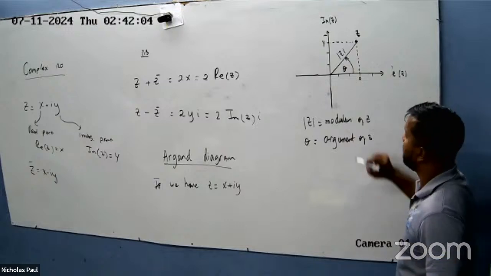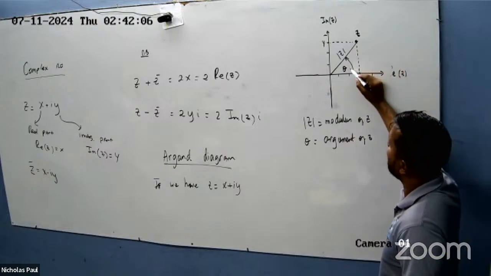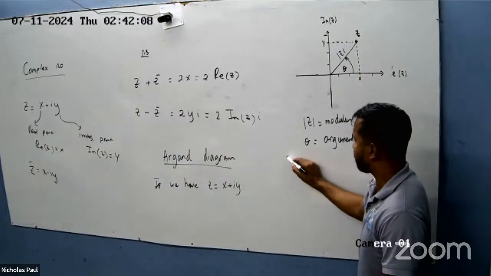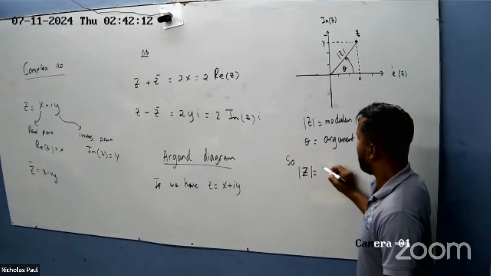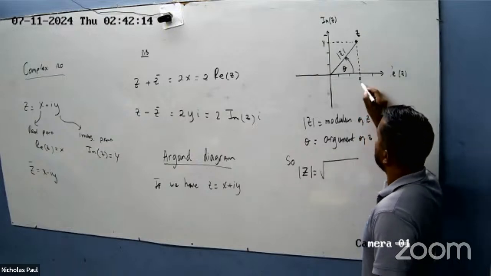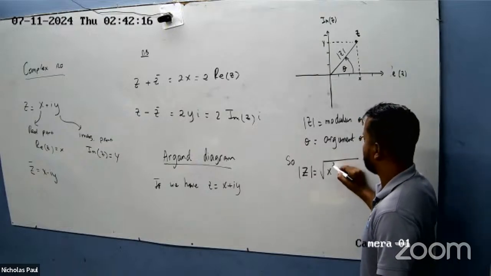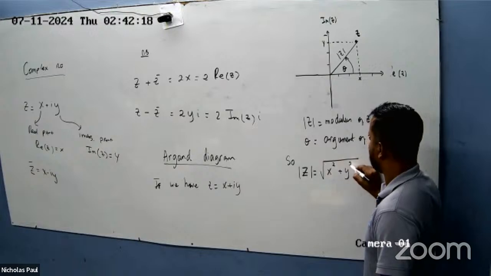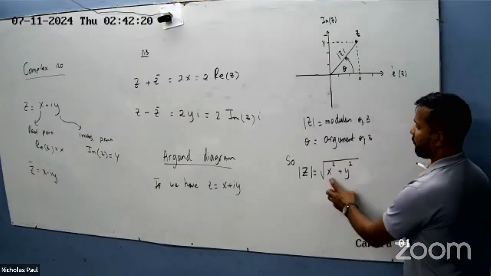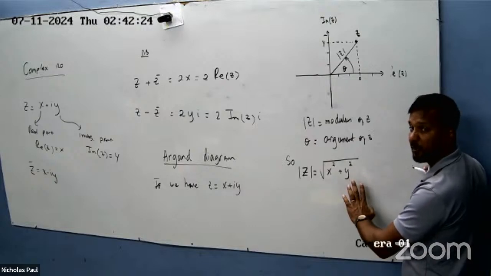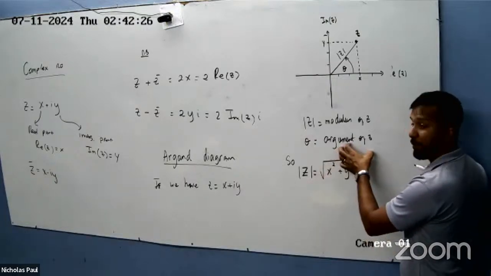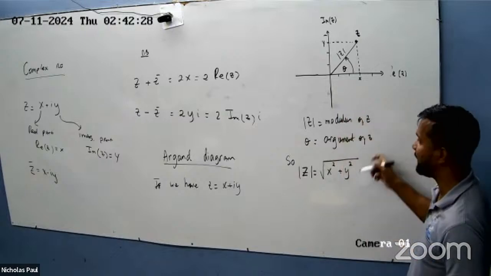So how do we find the modulus? The modulus of z is the square root of its x value squared plus the y value squared. So the square root of the real part squared plus the imaginary part squared. That's easy. The tricky part is the argument. Copy this down and let's spend some time on the argument.